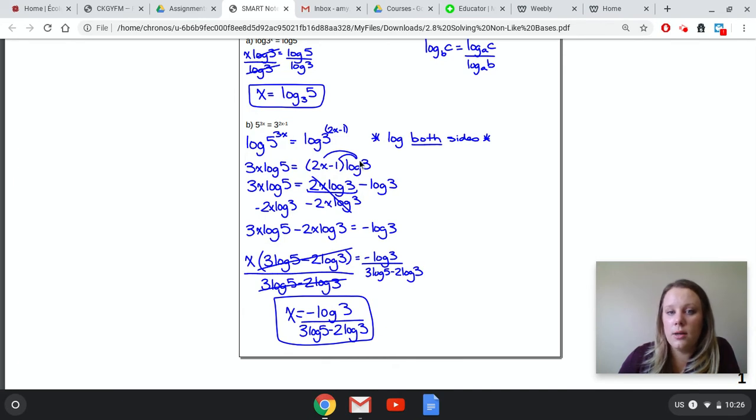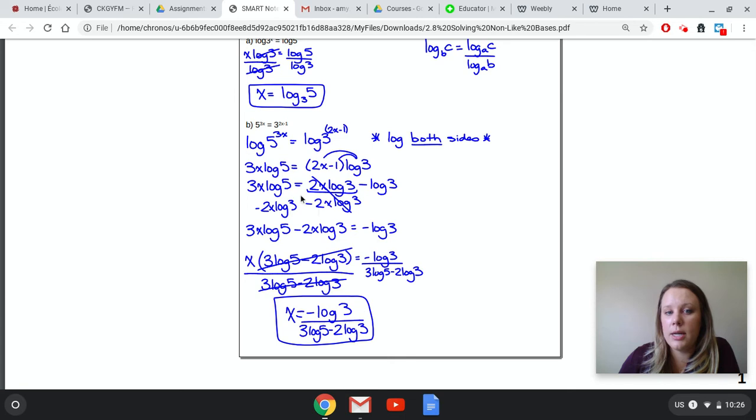Log 3, you're going to use the distributive property to multiply into the brackets. 2x times log 3 is written right here, and negative 1 times log 3 is written right here. Okay, so you wouldn't see this part yet.